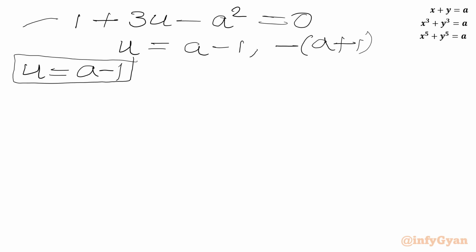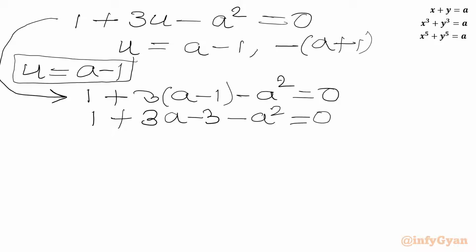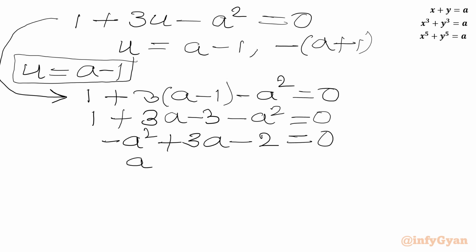I will write our equation here. 1 plus 3 times a minus 1 minus a square equal to 0. So I will write 1 plus 3a minus 3 minus a square equal to 0. Or we can write minus a square plus 3a minus 2 equal to 0. Let's multiply by minus 1 both sides. We will get a square minus 3a plus 2 equal to 0.